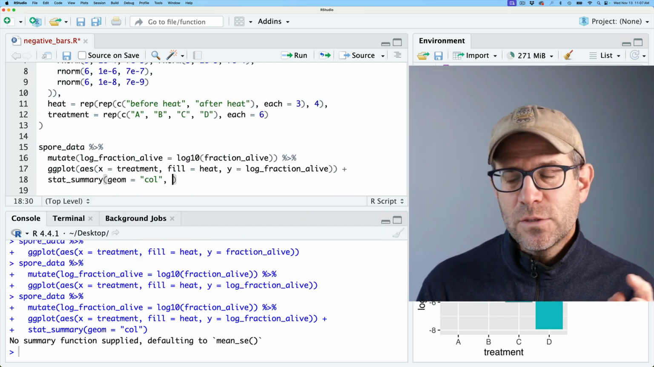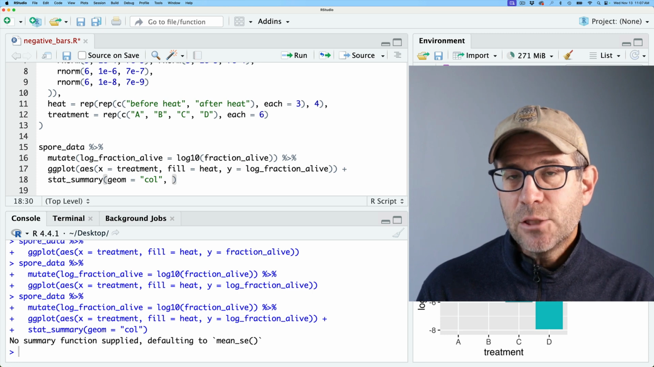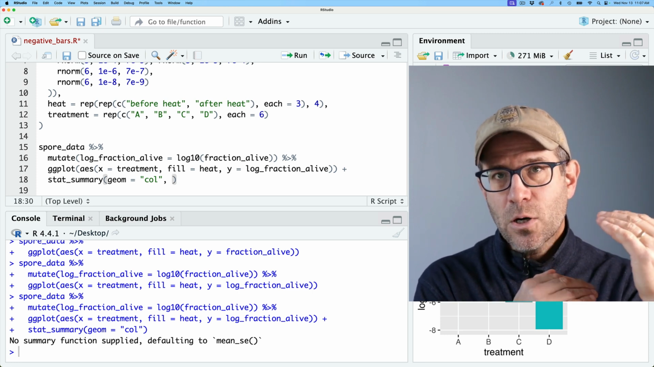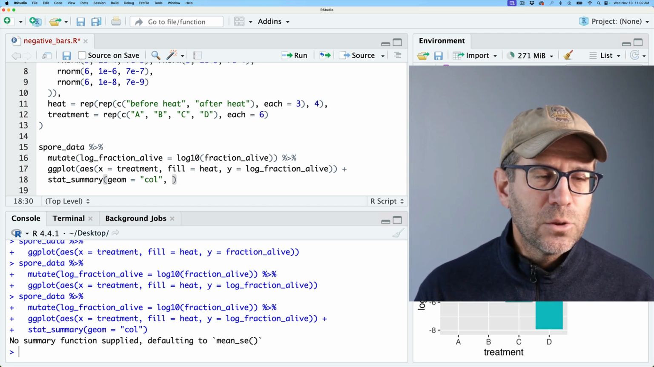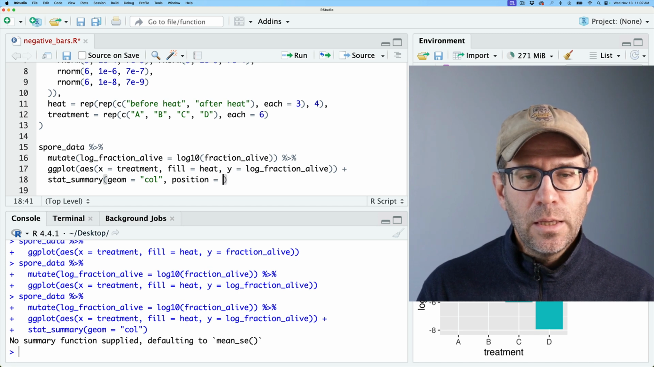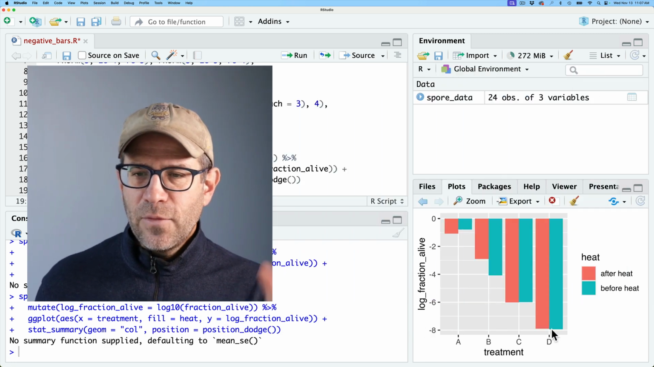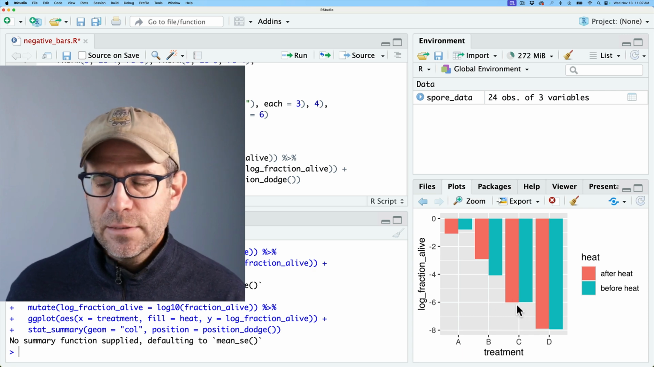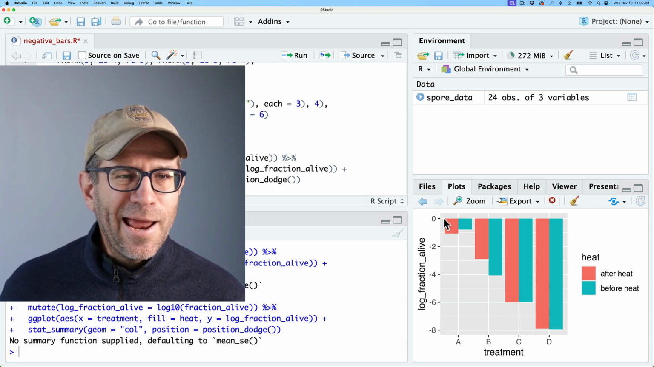And so one of those that we want to use is position dodge, because right now our bars are on top of each other. And so we'll do position equals position dodge. And that dodges them left and right. So that is looking good.